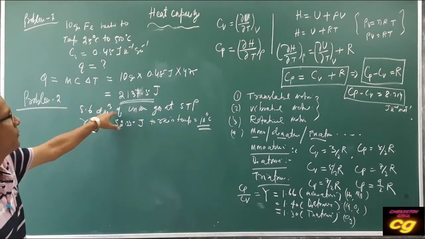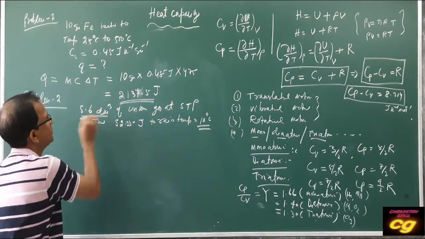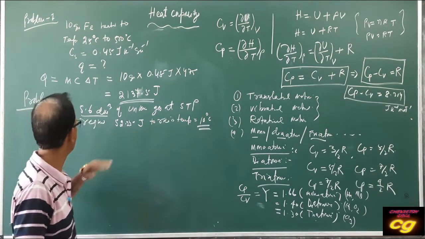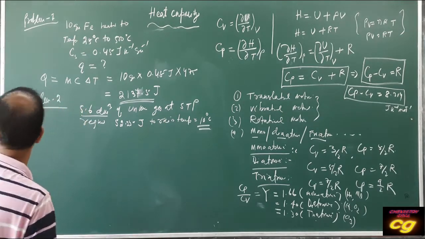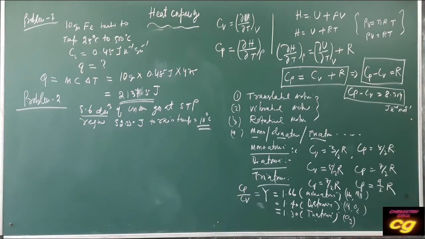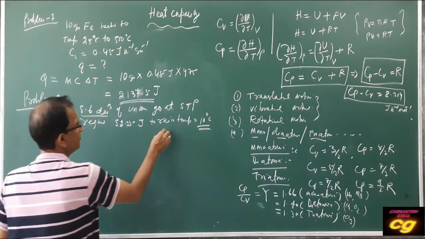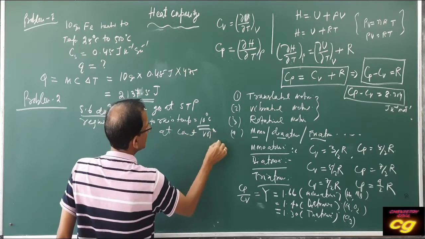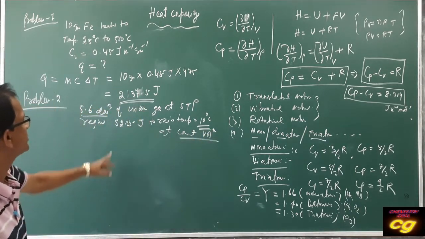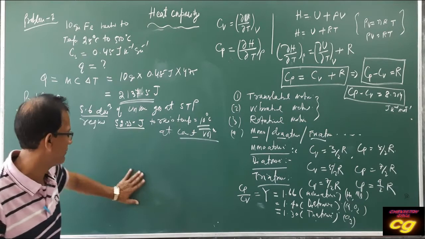5.6 decimeter cube of unknown gas. This is the volume of the gas at STP. It required 52.25 joule to raise the temperature by 10 degrees Celsius. This is given, but here at constant volume. At constant volume, this much heat is required.